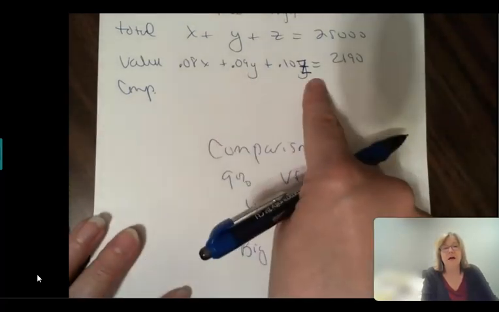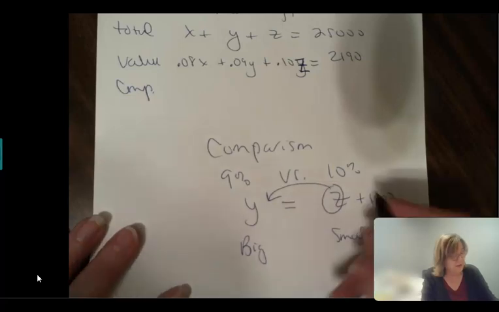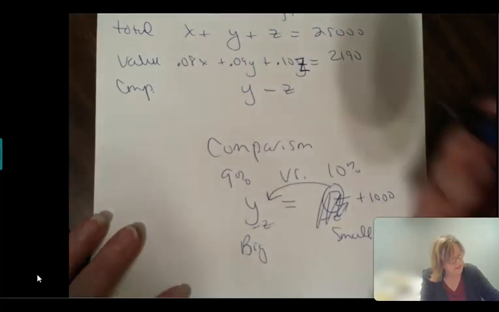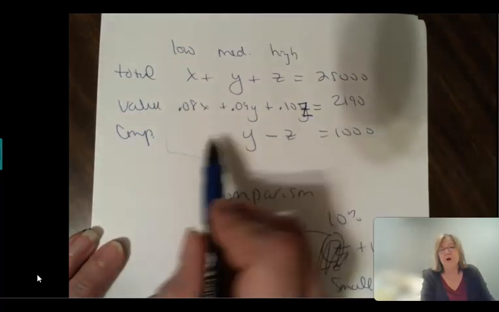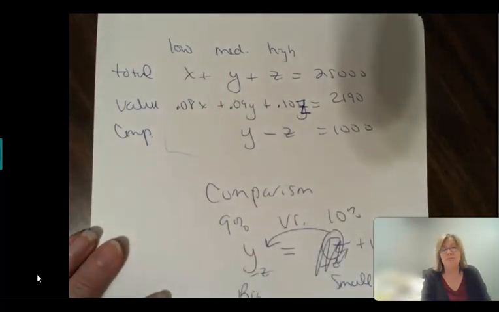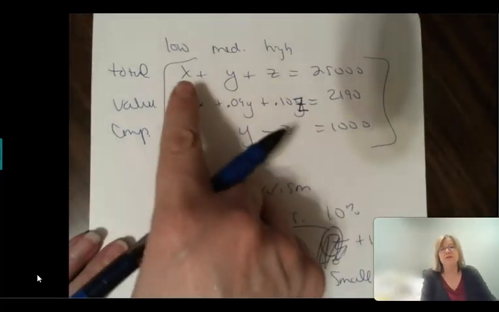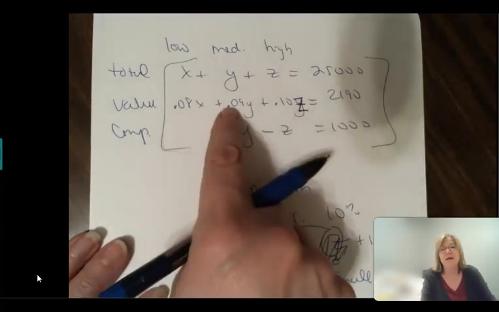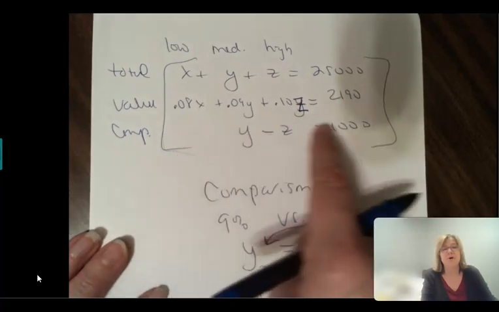Now, to get it to line up, I need to bring the Z over to the other side. And again, in algebra, when we bring things over, we add or subtract it over. So I'm going to get Y minus Z equals that 1,000. So when you make your matrices on that bottom row, you're going to have 0 X's. So you're going to have 0, 1, negative 1, 1,000. But to set up that comparison, you kind of have to think a little bit. So your matrix top row would be 1, 1, 1, 25,000. Second row, 0.08, 0.09, 0.10, 2190. And the bottom row would be 0, 1, negative 1, 1,000.